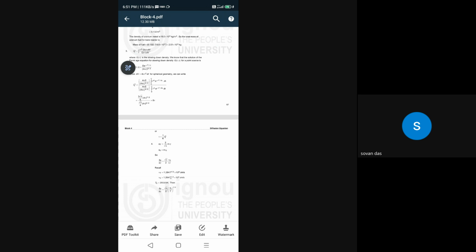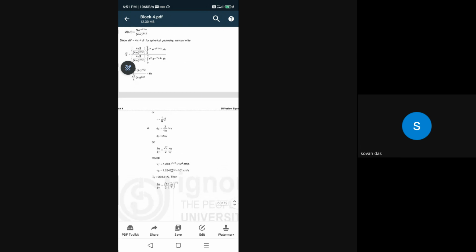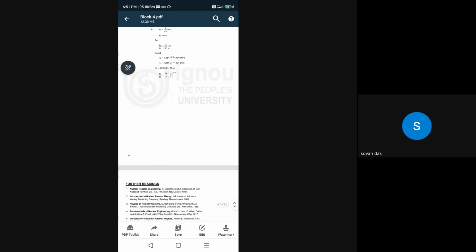So your phi t is equal to 2 by root pi n vt. So your phi 0 is equal to n v0. Your phi 0 by phi t is equal to root pi by 2 v0 by vt. So your vt is equal to 1.284 T to the power half multiplied by 10 to the power 4 centimeter per second. And your v0 is equal to 1.284 T0 to the power half multiplied by 10 to the power 4 centimeter per second. So your T0 is equal to 293.61 Kelvin. So your phi 0 by phi t is equal to root pi by 2 (T0 by T) to the power half. Okay.